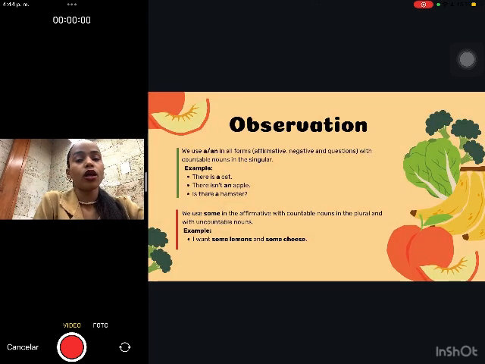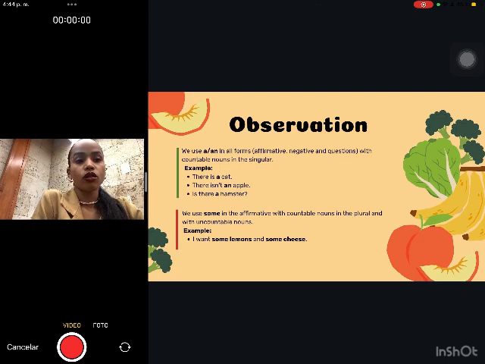Observations. We use a and an in all forms, affirmative, negative, and in questions, with countable nouns in the singular. Example, there is a cat, there isn't an apple, is there a hamster? A and an only are used with countable nouns in the singular.